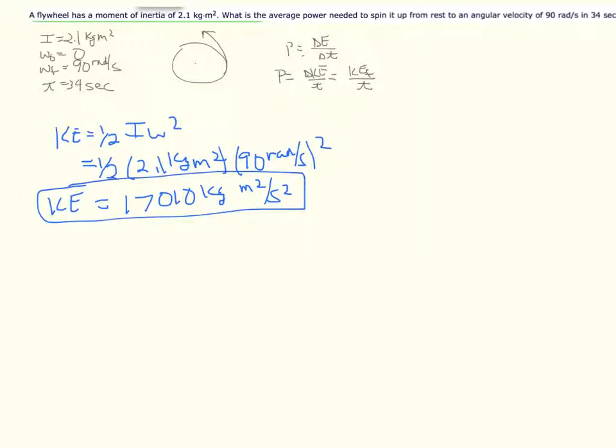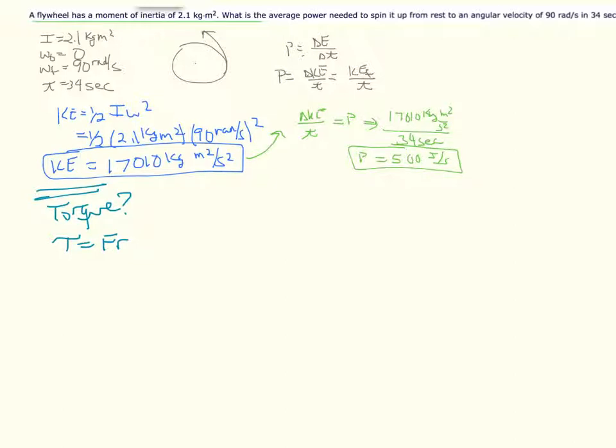Okay, so then in order to find the power, what I need to do is take this number. So I take the change in kinetic energy over the time, and that will give me, sorry there, I hit the button accidentally. But what I did in the interim there is I put the change in kinetic energy over the time, and that's what gives me the power, and the time there is 34 seconds.